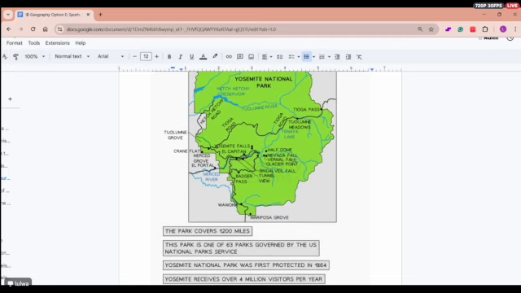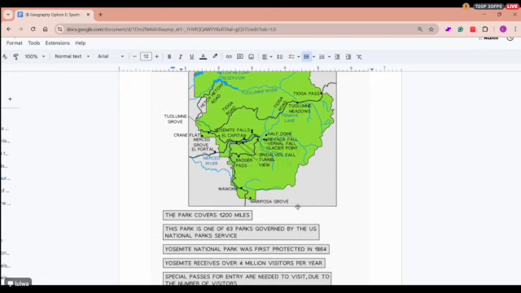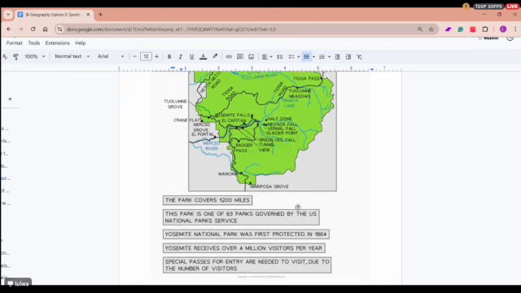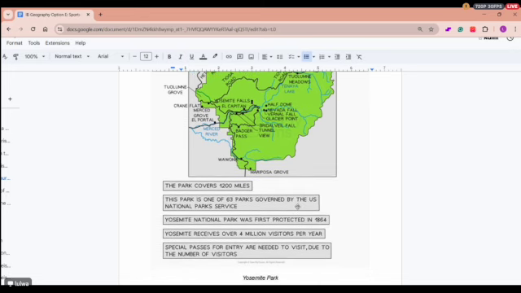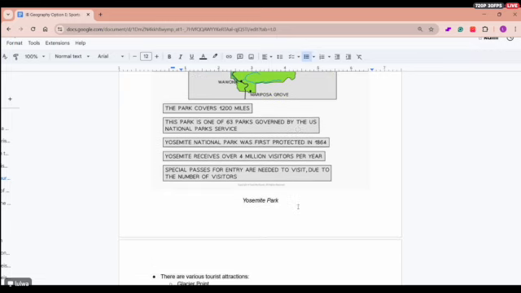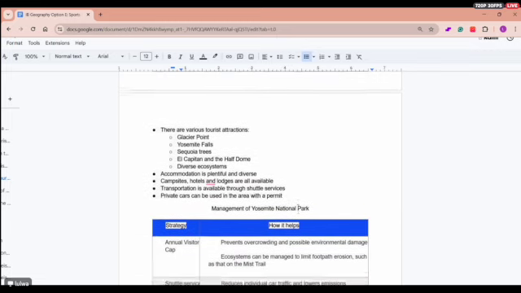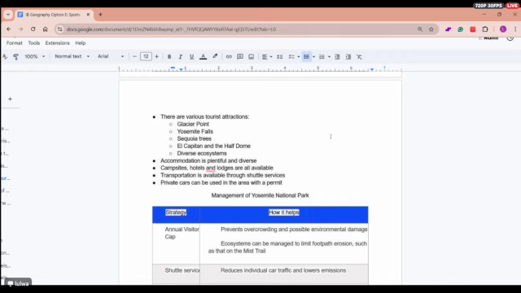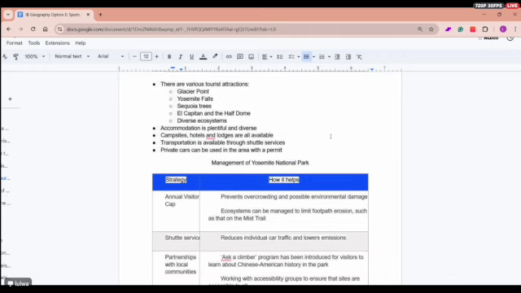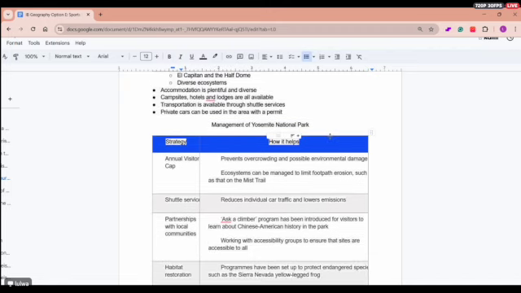So the park covers 1,200 miles, and this park is one of 63 parks governed by the U.S. National Park Service. And Yosemite National Park was first protected in 1864, and they receive over 4 million visitors per year. And special passes for entry are needed to visit due to the large number of visitors. So there are various tourist attractions. There's accommodation. There are campsites, hotels, lodges, and transportation is available. And private cars can also be used if you have a permit.